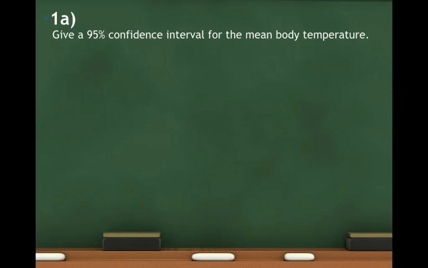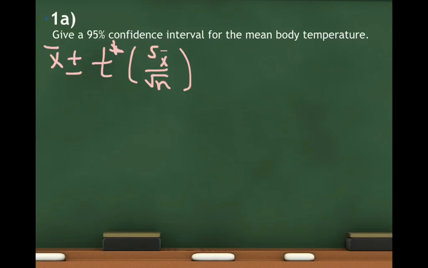What we want to look at next is a 95% confidence interval for the mean body temperature. Remember, when we're looking at a confidence interval for a sample mean, you have x bar plus and minus our critical value t star times the standard error for x bar. On your calculator, you need to find your critical value, t star. Why don't you go ahead and find your critical value that way.